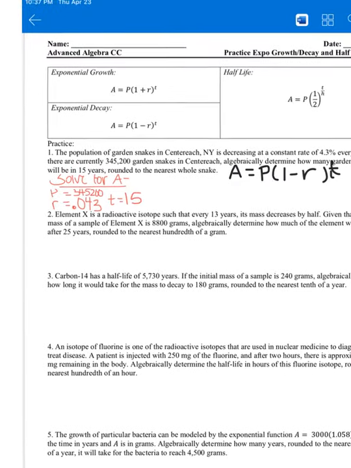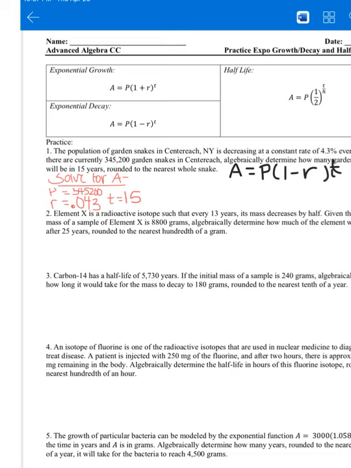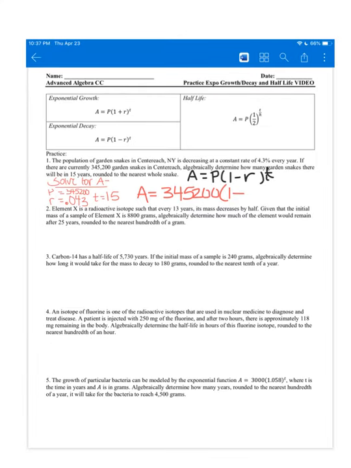Okay, so if I plug all of this in, this is going to look like this. A equals 345,200, 1 minus 0.043 raised to the T power, which is 15. So now with these equations, you either have a very easy time solving for them, or you're going to have to use logarithms. You use logarithms when the variable is up in the exponent. Okay, in this case, the variable is by itself on one side of the equal sign.